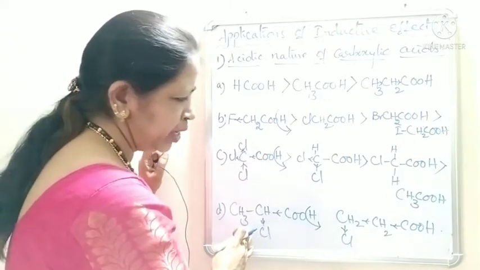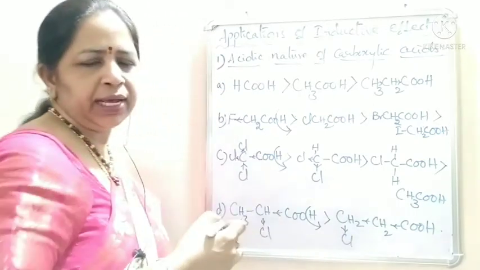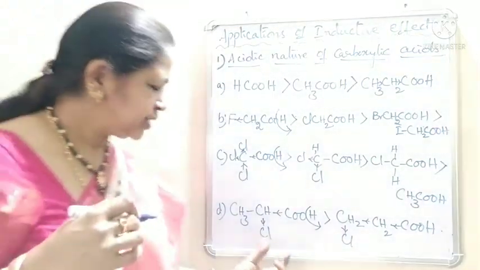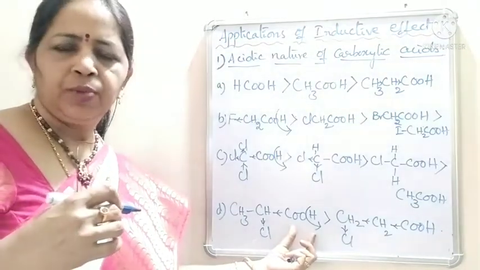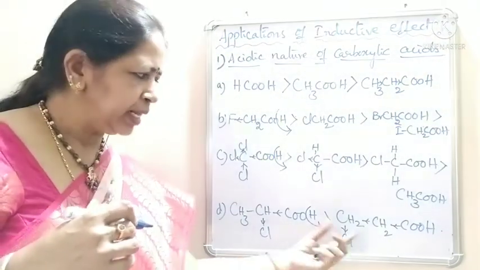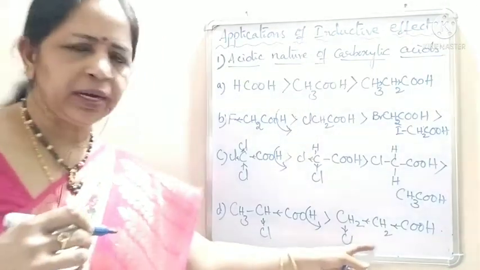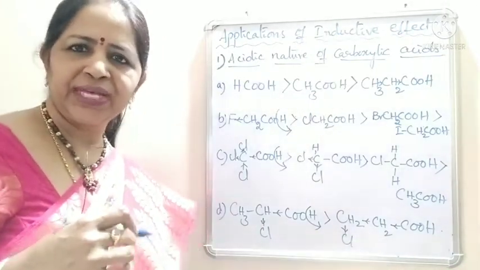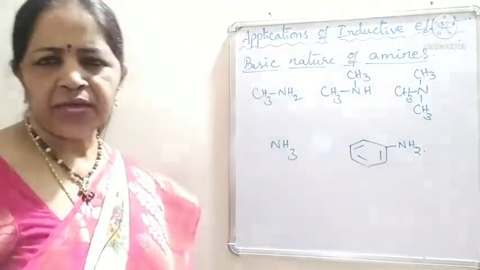Alpha chloropropanoic acid is more acidic than beta chloropropanoic acid, because the distance from the electronegative atom to the proton transfer is increasing from alpha chloropropanoic acid to beta chloropropanoic acid. Okay, students. The second application is the basic nature of amines.